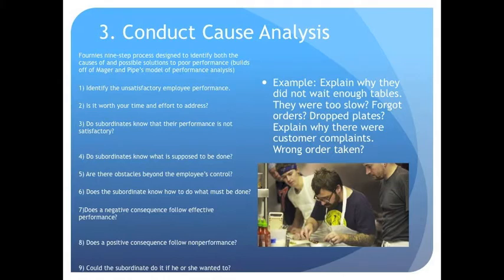For example, the servers are not waiting enough tables, which is decreasing customer satisfaction and restaurant income. To determine the cause, the manager should seek answers for the following types of questions. Why did they not wait enough tables? Were they too slow? Did they forget orders? Drop plates? What were the customer complaints? What orders were taken incorrectly? Are they experiencing negative consequences such as lower tips? Could they improve if they wanted to? These are all questions that a manager should address when determining the cause.